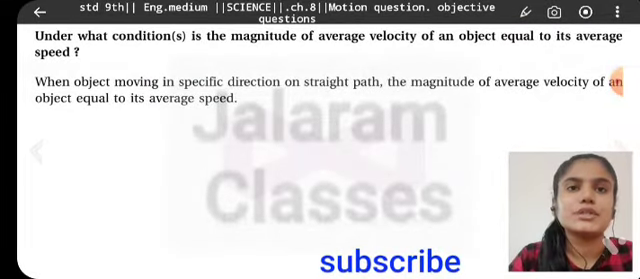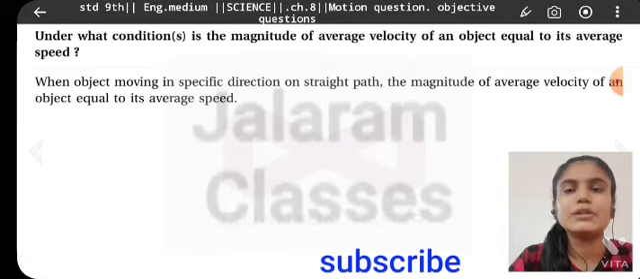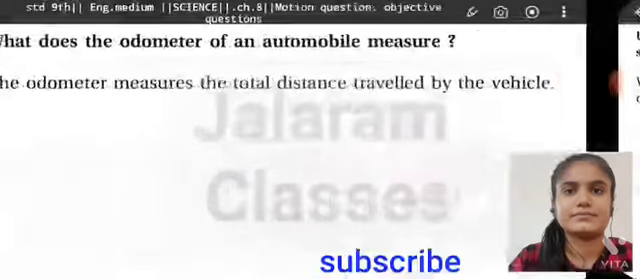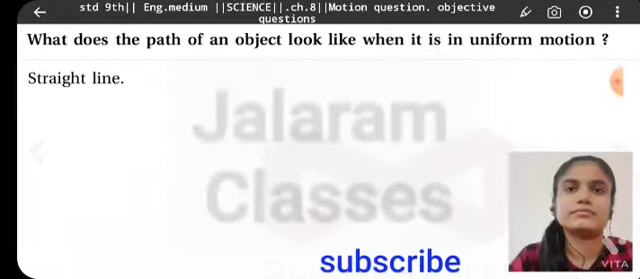Under what conditions is the magnitude of average velocity of an object equal to its average speed? When an object is moving in a specific direction on a straight path, the magnitude of average velocity of an object is equal to its average speed. What does the odometer of an automobile measure? The odometer measures the total distance travelled by the vehicle.